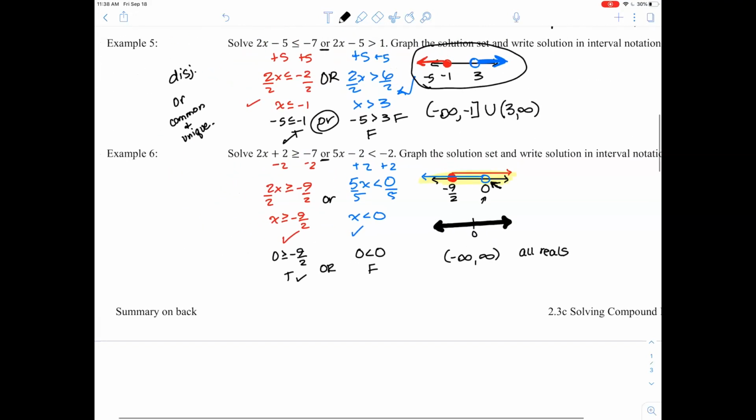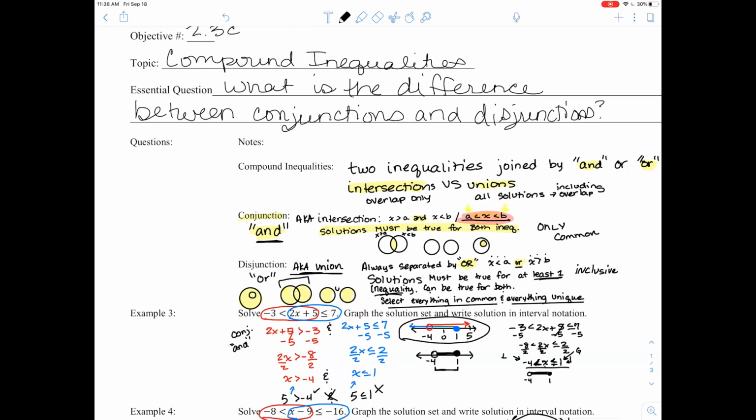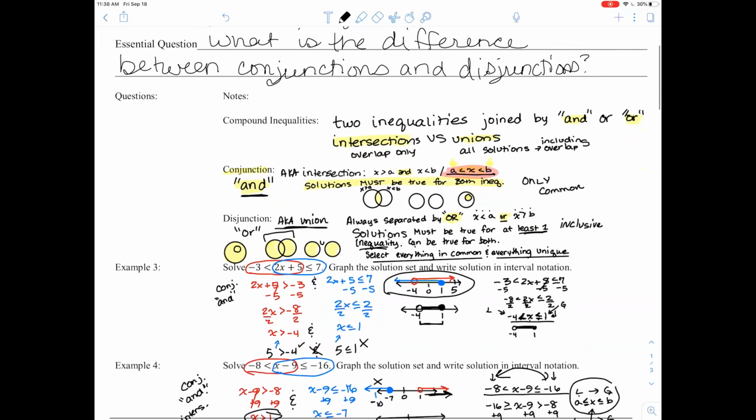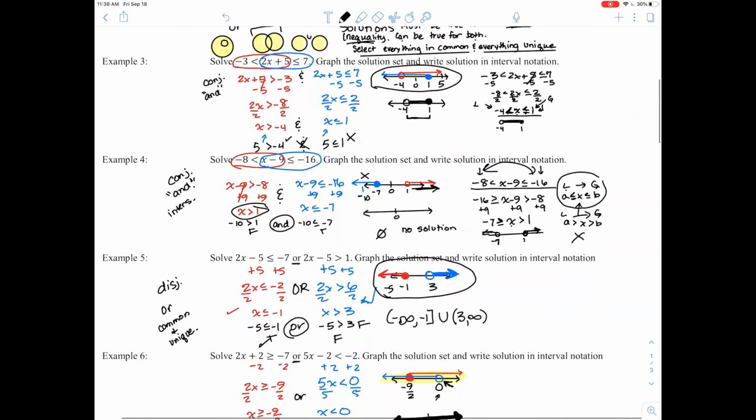The big thing here is that you figure out the difference between conjunctions and disjunctions. Remember, conjunctions, intersections only. Disjunctions, inclusive. Intersections and unique solutions. And that's the big deal. And versus or, they have different meanings.